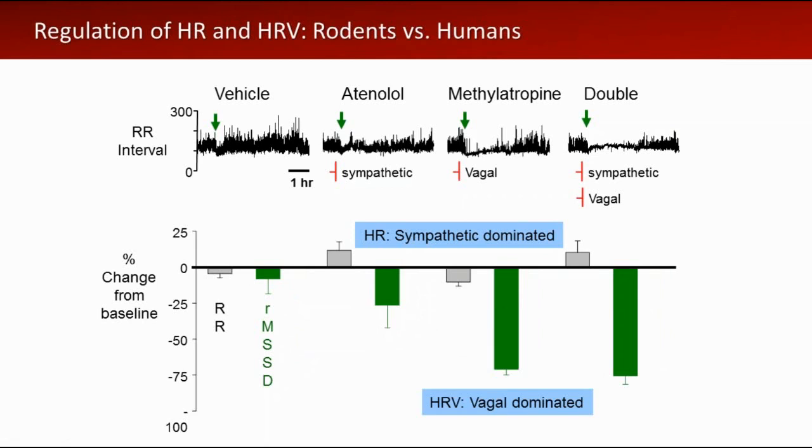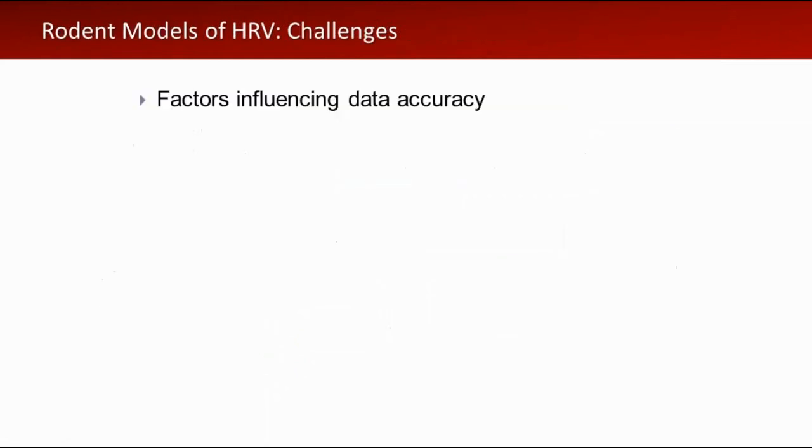So these data support that heart rate variability in mice is in fact a vagal dominated characteristic, which means that we can use them for this analysis. So hopefully I've convinced you that rodents are actually an appropriate model for heart rate variability. But when you're using rodent models, there are some inherent challenges that you don't face with humans.